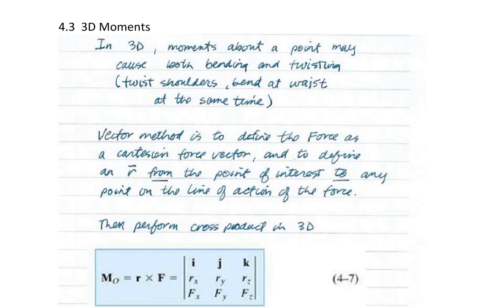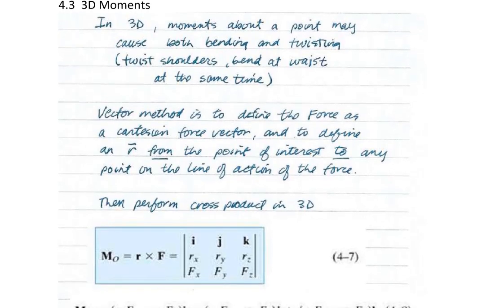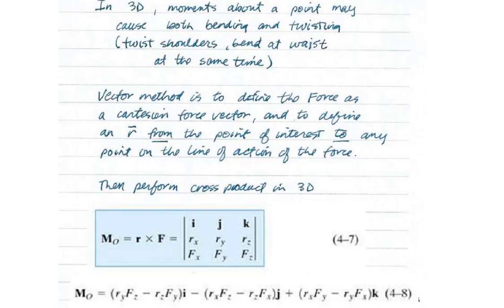In order to resolve those moments, we're going to use the vector cross product method. The vector method should define the force as a Cartesian force vector, so we need the I, J, and K components of that force. Then we're going to look for an R vector that goes from the point of interest to any point on the line of action of the force. So it's important to understand the line of action, find the point that you care about, and draw the R vector to some place along the line of action. Then we're going to perform the cross product.